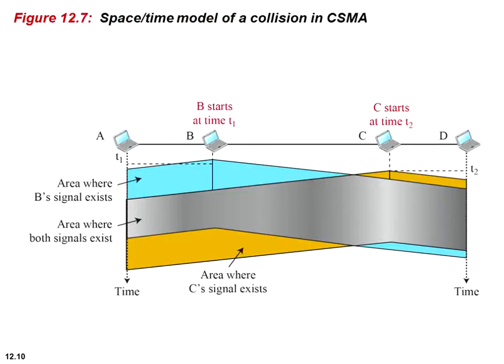If we see this diagram, at time T1, station B senses the medium and finds it idle, so it sends a frame. Now at time T2, which is greater than T1, station C senses the medium and finds it idle because at this time the first bit from station B has not reached station C. So station C also sends a frame. The two signals collide and both frames are destroyed.